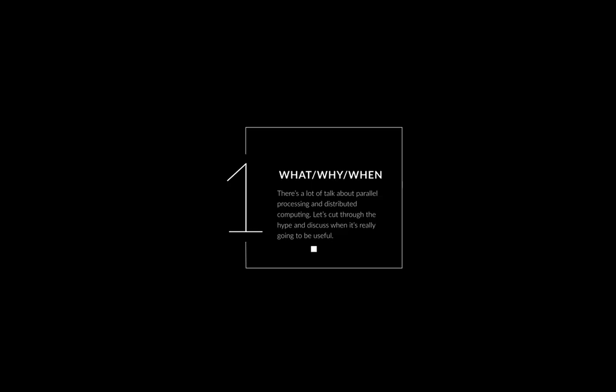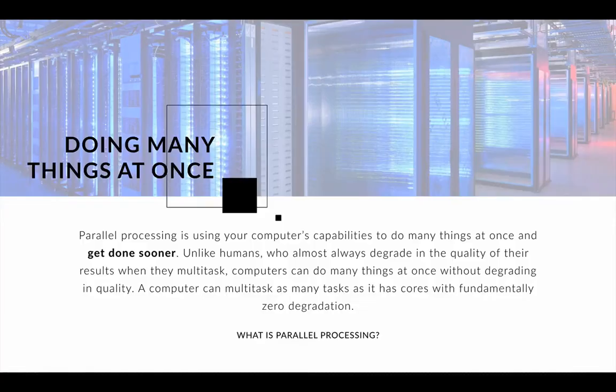So now, let's cover the what, why, and when of multi-core data science. There's a lot of talk about parallel processing and distributed computing. Let's cut through the hype and discuss when it's really going to be useful. Parallel processing is using your computer's capabilities to do many things at once and get done sooner. Unlike humans, who almost always degrade in the quality of their results when they multitask, computers can do many things at once without degrading in quality. A computer can multitask as many tasks as it has cores with fundamentally zero degradation.